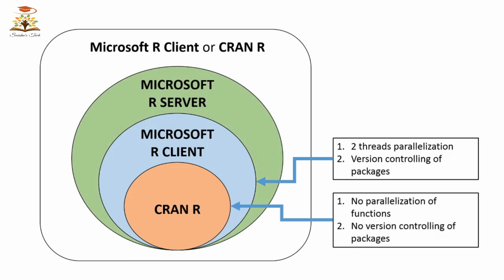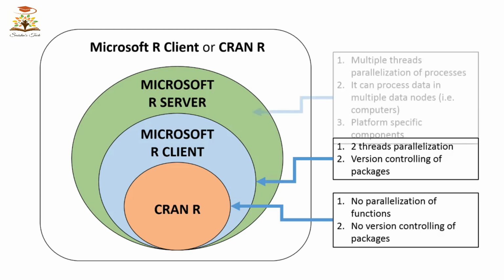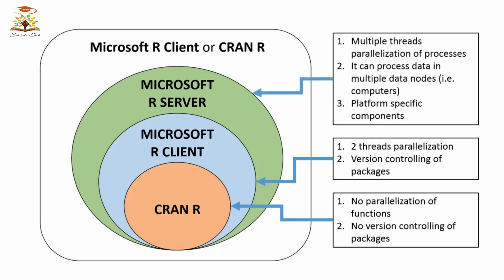Microsoft R Server is a commercial software that runs on a range of platforms at a much greater scale with infrastructure handling capacity for any major workloads. The advantages of Microsoft R Server are it can run on multiple thread parallelization of processes. It can process data in multiple data nodes, that is multiple computers. And it can work on platform specific components.